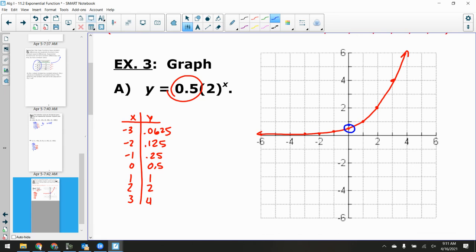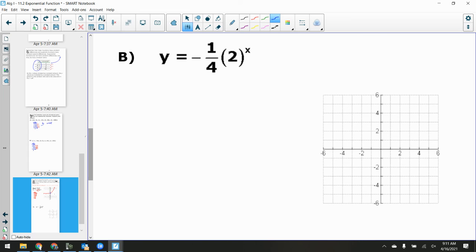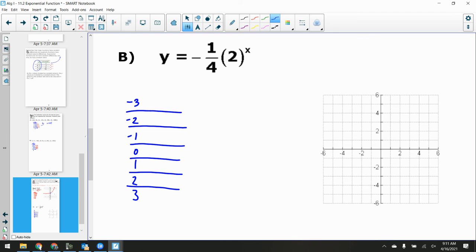Let's do one more. Negative 1/4 times 2 to the x. Okay, so again, negative 3, negative 2, negative 1, 0, 1, 2, 3. I know it seems like a lot, but that's our best way to graph it right now. Could you put it into Desmos? Of course. But if we wanted to copy that graph onto something or find specific points, we would need to just generate a table. All right, so let's do it.